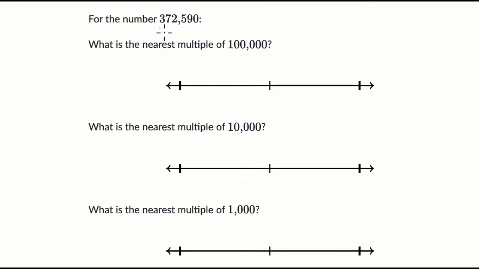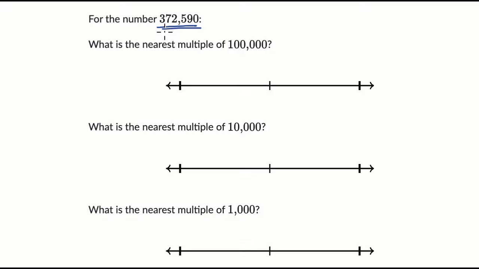Told for the number 372,590, what is the nearest multiple of 100,000? And they give us a little bit of a blank number line here. And we have some other questions here. But the way that I'm going to do it is I'm going to think about what multiples of 100,000 this number is in between. And then I'm going to try to roughly see where it sits on that number line.